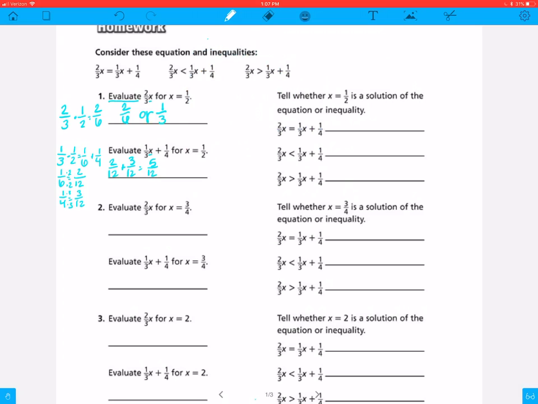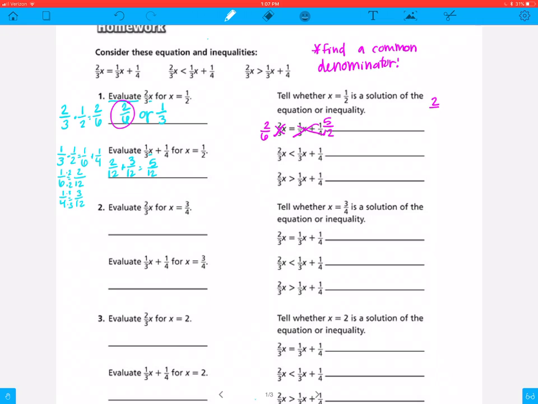Now to the right, where it says tell whether x is equal to 1/2 is a solution of the equation or an inequality. What I'm crossing out is the 2/3 x. I already figured out it's 2/6. The other part that I'm crossing out is the 1/3 x plus 1/4. That's 5/12. Oh man, now we need to find another common denominator. At this point, it's kind of like trying to compare apples to oranges. They're close, but not quite.